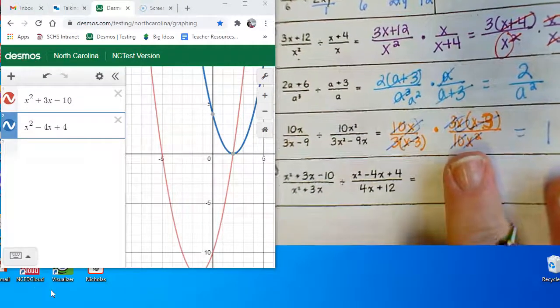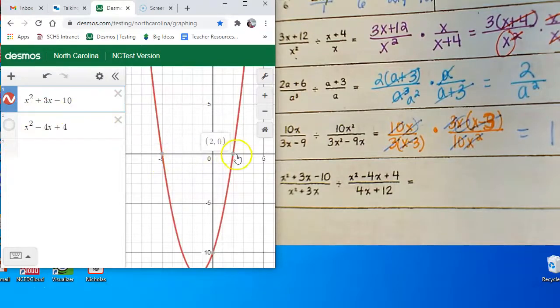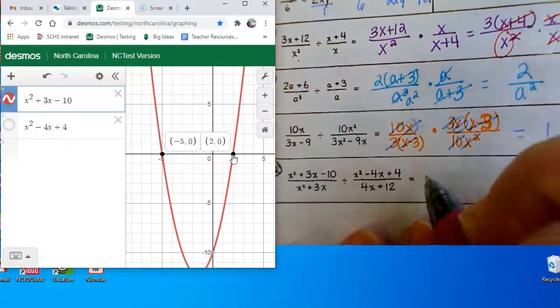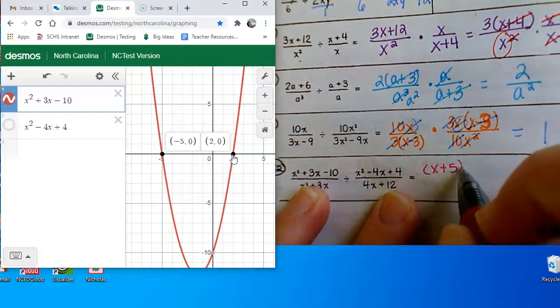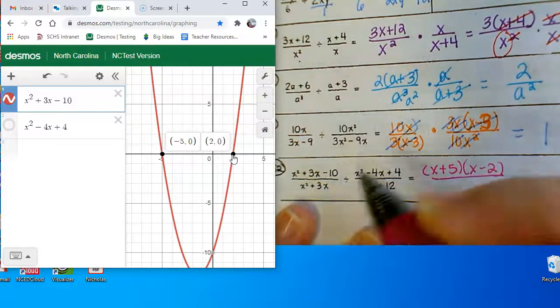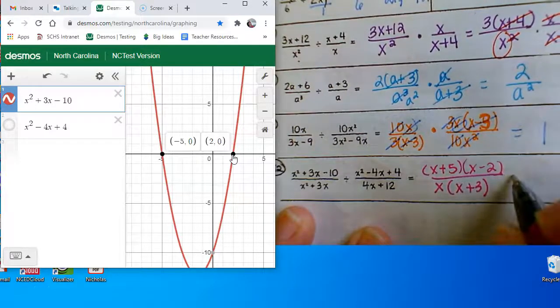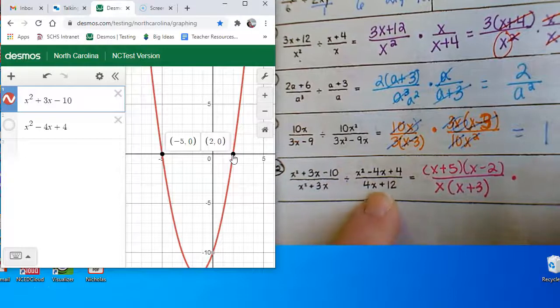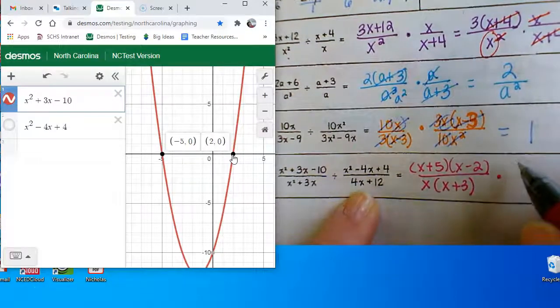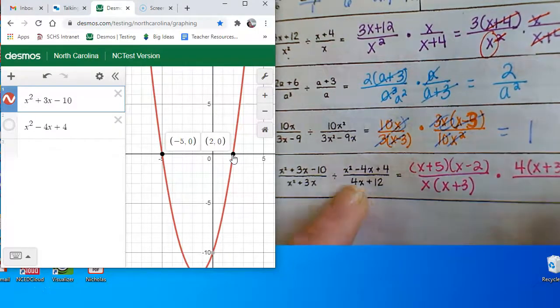The last one, there is some factoring that you have to do on that one. So first, if you factor x squared plus 3x minus 10, you get 2 and negative 5. So that would be x plus 5 and x minus 2. On the bottom here, looks like we can factor out an x, and we would be left with x plus 3. Change it and flip it. So this 4x plus 12 goes on the top. There's a 4 that I can factor out, so 4 times x plus 3.